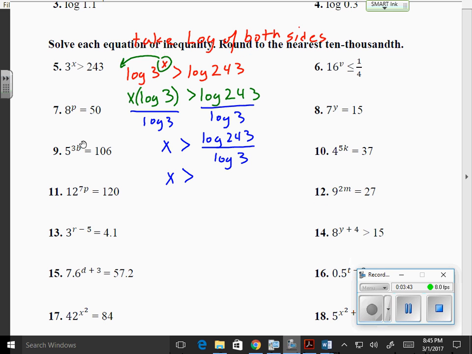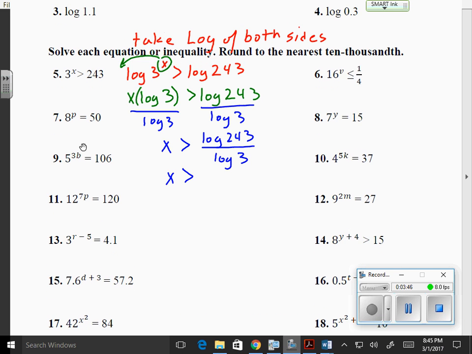For problems 5 through 18, we're going to take the log of both sides. So for number 5, if it's 3 to the x greater than 243 and we're trying to solve for x, if we do log of 3 to the x greater than log of 243, then we can take the x exponent off the 3 and move it in front as a coefficient, so then x log of 3 would be greater than log of 243. Divide both sides by log of 3. This will cancel, and we'll be left with x greater than log of 243 divided by log of 3. We can put that in our calculator.